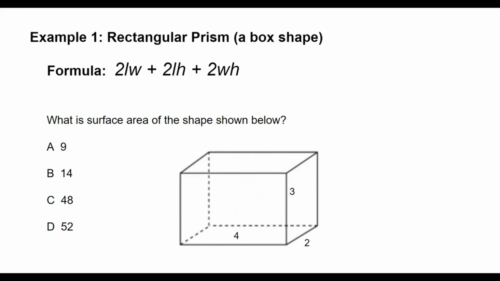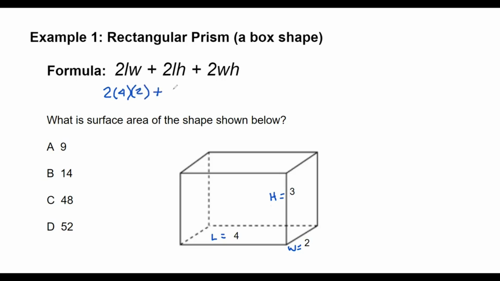It is important in a problem like this to label these. So I'm going to call this one length. I'm going to call this one width, and I'm going to call this one height. It's not important which one is which. It's just important that we keep them straight as we plug it into the formula. So 2 times our length, which is 4, times our width, which is 2. Length is 4, width is 2.